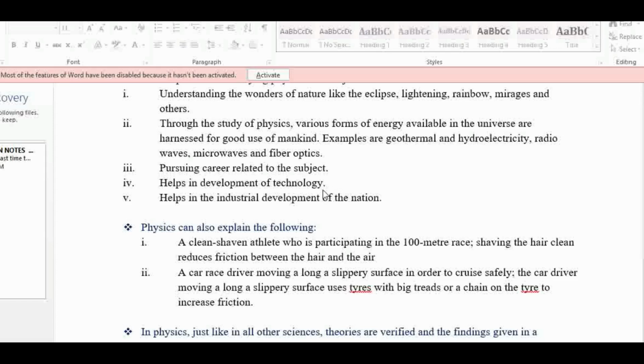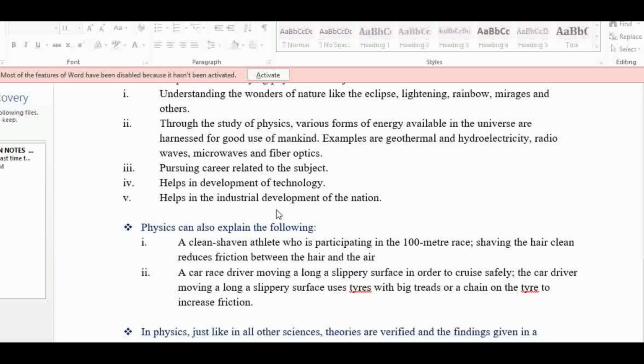Then the fourth point, it helps in development of technology. Really, greatly, I can say that physics has really contributed towards the technological advancement. Look at the smartphones that we normally have. Look at the kind of television, the smart televisions that we have. It's as a result of the growth in technology. So through the study of physics, the semiconductors and all that are entailed in physics, then there's that technological advancement.